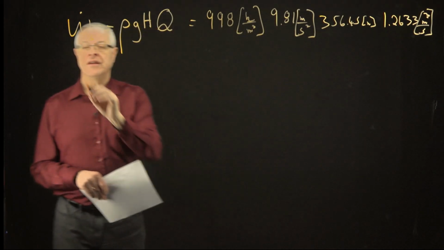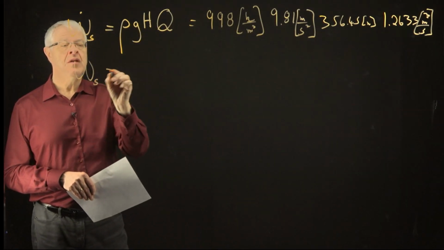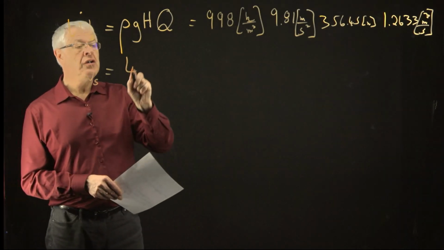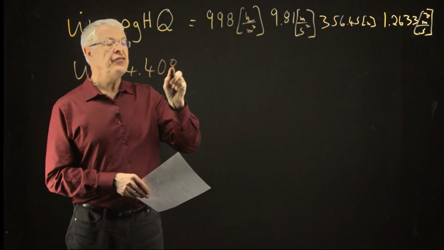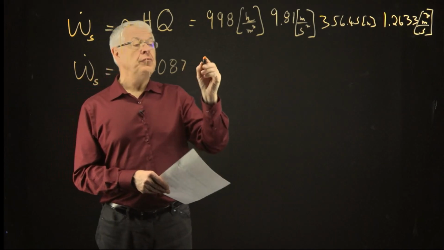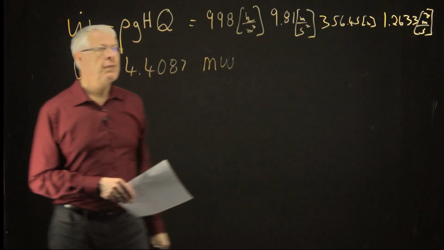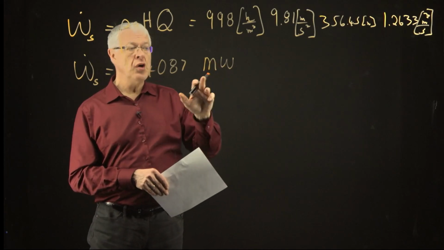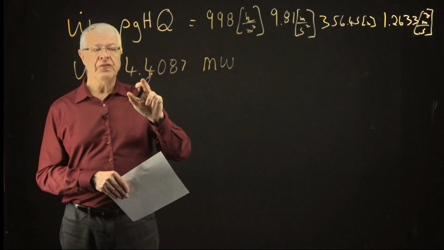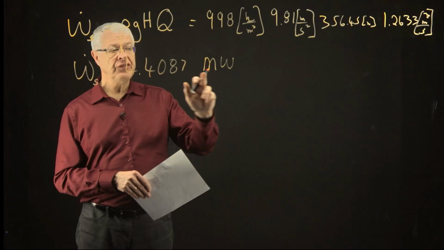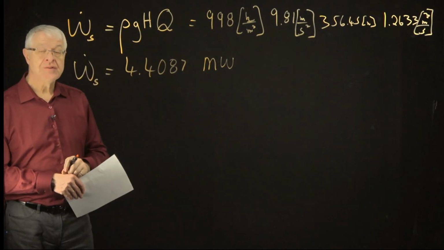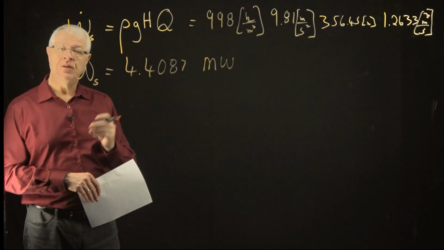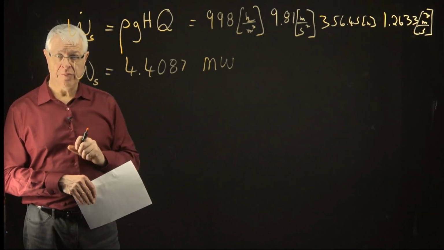And so all of that gives us a power requirement, so the brake horsepower of 4.4087 megawatts. Okay? So again, standard SI units everywhere, so the calculation would come out in watts, but it was 4.4087 times 10 to the 6th, so I just wrote that as megawatts. So that's the power requirements for this pump. So we've calculated the head, the flow, and the power required by the pump.